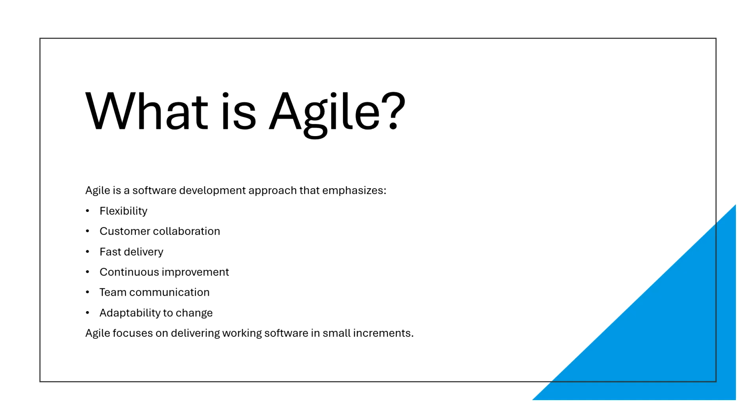So now, what is agile? Let us understand what agile actually means. See, agile is a software development approach that focuses on few key terms: flexibility, flexible to change, flexible to adopt; customer collaboration, fast delivery, continuous improvement of the product; team communication, and adaptability to change. One of the very important concepts in agile development is incremental delivery.